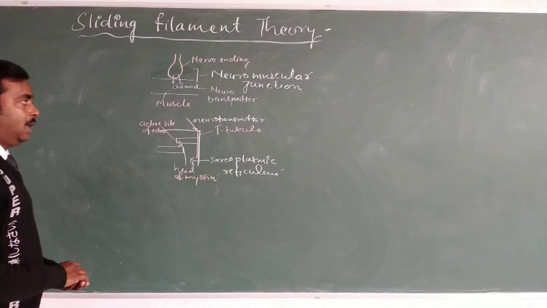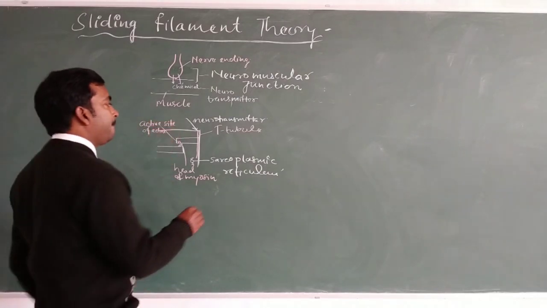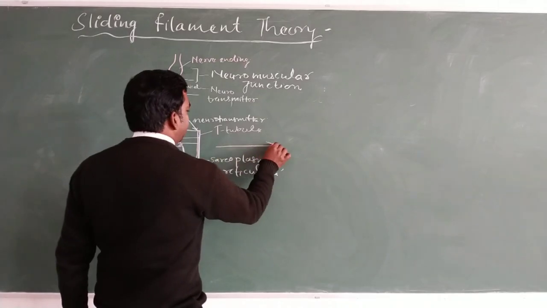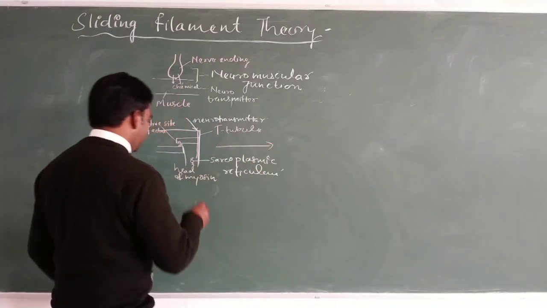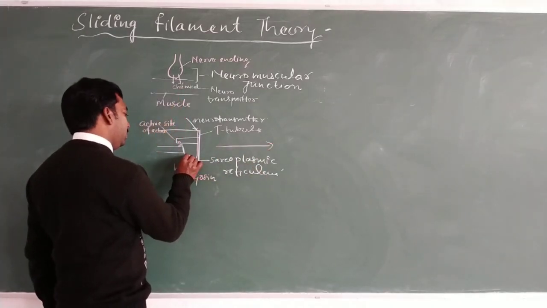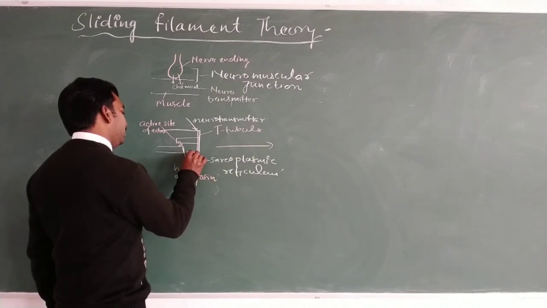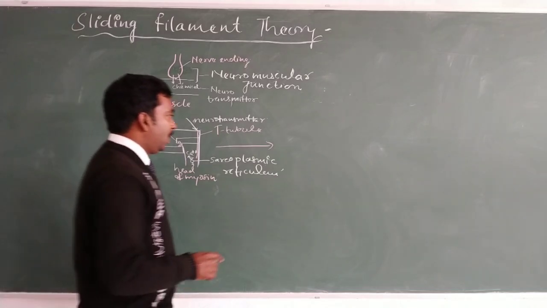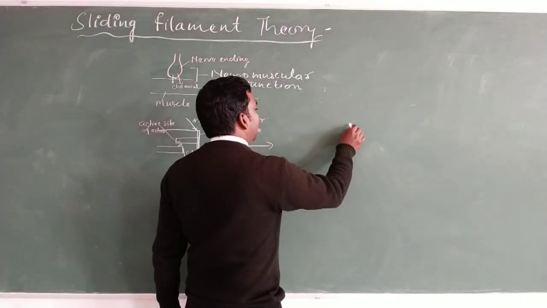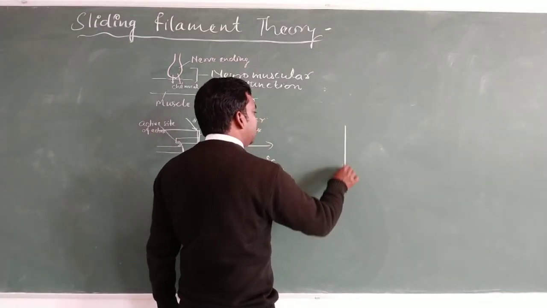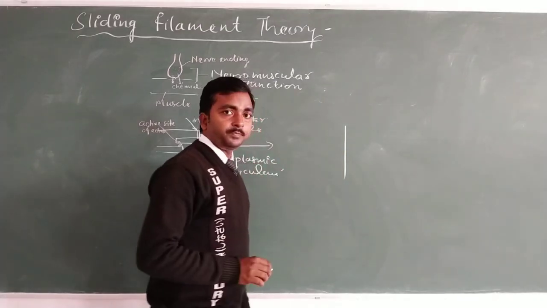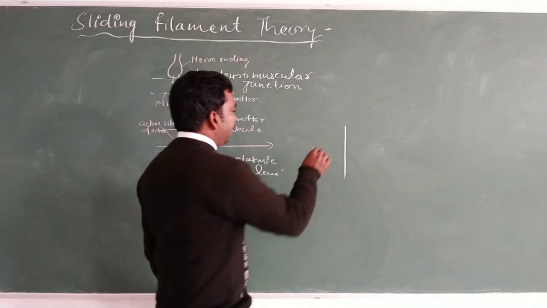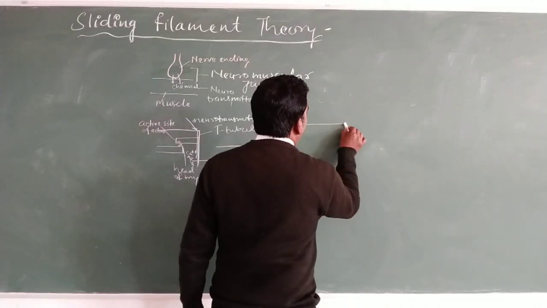So after receiving the impulses, the sarcoplasmic reticulum releases calcium ions into the sarcoplasm. After receiving the calcium ions in the cytoplasm, the active site of the actin filament gets free.